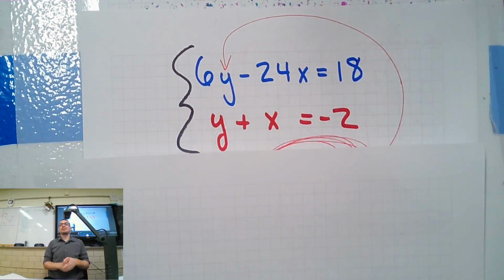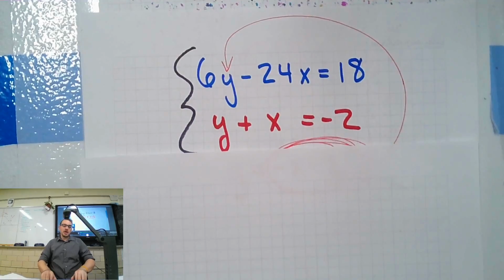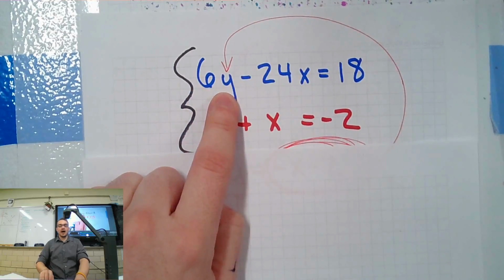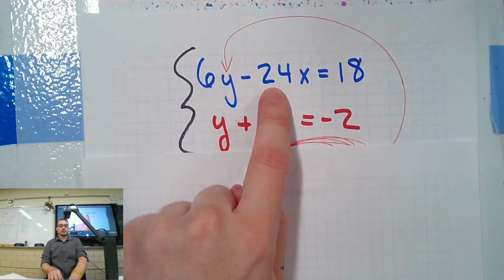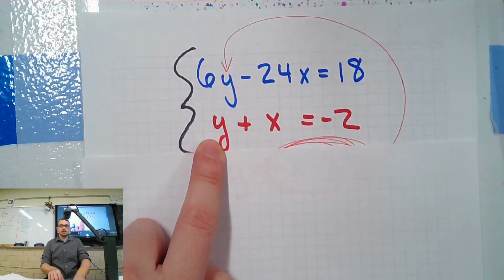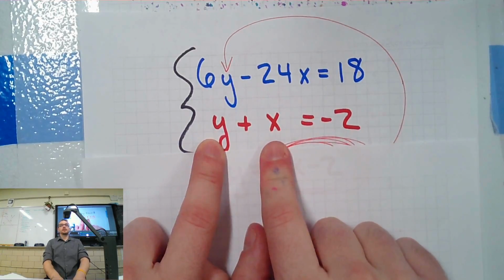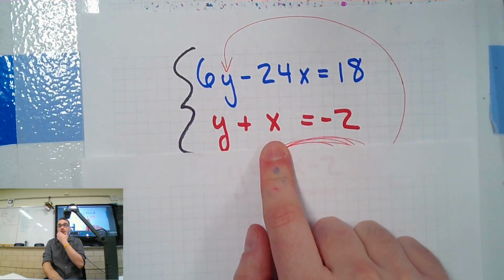It's called linear combination, okay? And here's how it works. The numbers in front of variables are called coefficients. You totally remember that. 6 is the coefficient of y, negative 24 is the coefficient of x, 1 is the coefficient of this y, 1 is the coefficient of that x. Awesome. So here's what we're going to do.